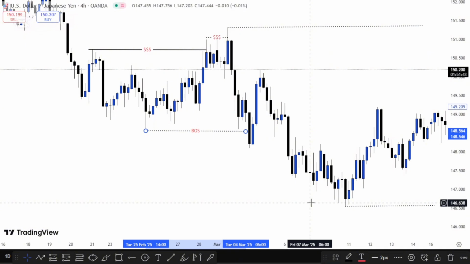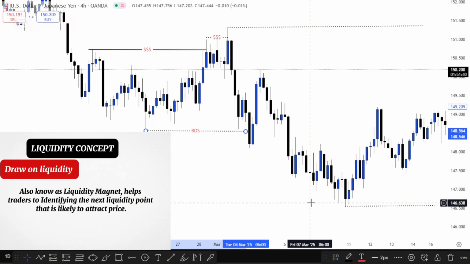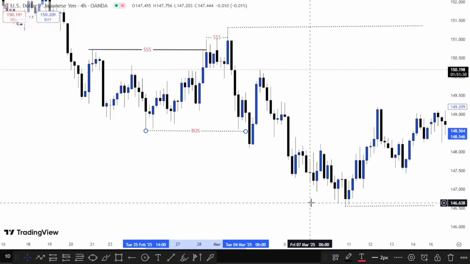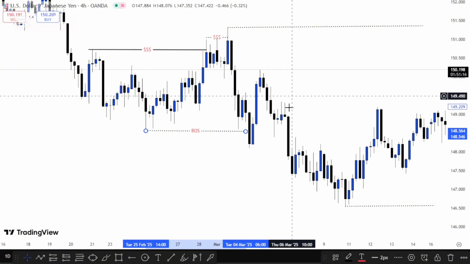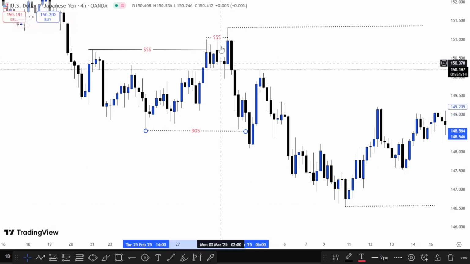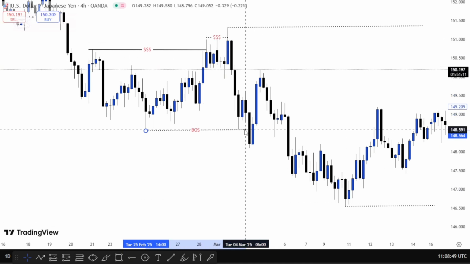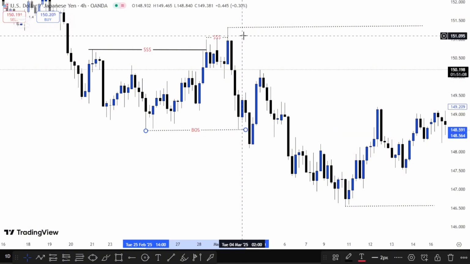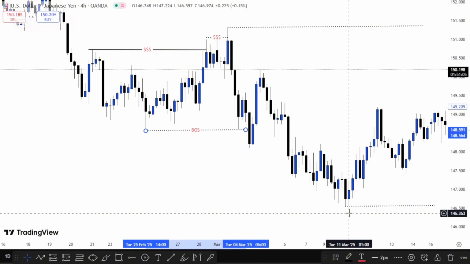Okay, so draw on liquidity has to do with identifying the next liquidity point where the market is likely to attract prices. So now our structural liquidity is always a draw on liquidity, because the market always has a tendency to attract prices to that area before reversing to the downside. So now we have a sweep of liquidity. We have two sweeps of liquidity. We have a break of structure to the downside. Okay, so above there and below here we have our external liquidity.